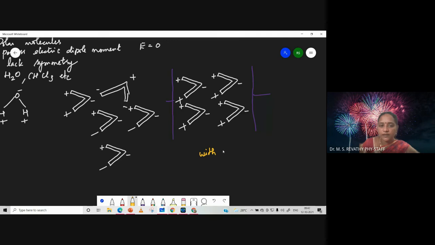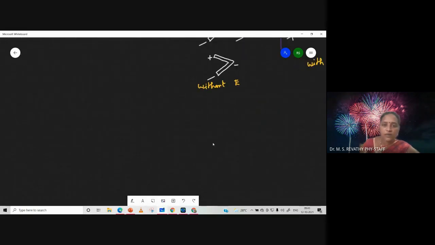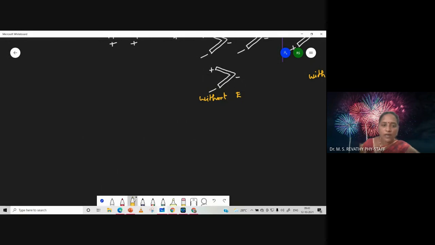With field, and this is without T. They show random. They are not in random. All the positives will be in one direction, all the negatives in the other direction. Okay. Since I have said that polar molecules are similar to paramagnetic materials, I'll make a comparison between paramagnetic materials and polar molecules.